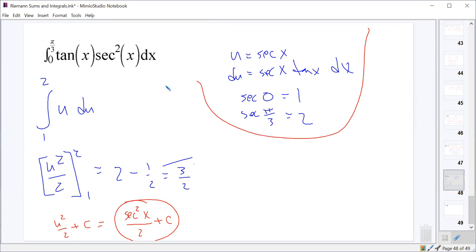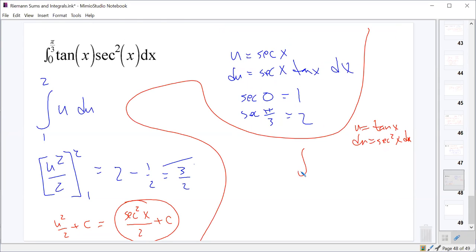We've done all this great work here. All right, let's do some more work on this one. Couldn't we have done a different u substitution for this? You can do tangent. Couldn't I have said u is tangent x and du would then be secant squared x dx, which would have given us an integral of u du, wouldn't it have? It would have indeed. And tangent of 0 is 0, so that would have been 0.